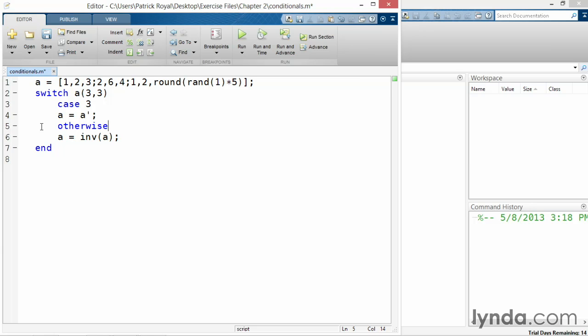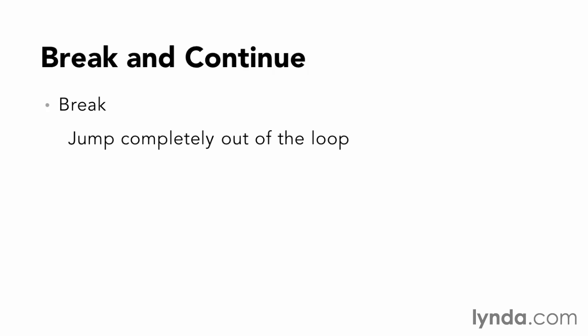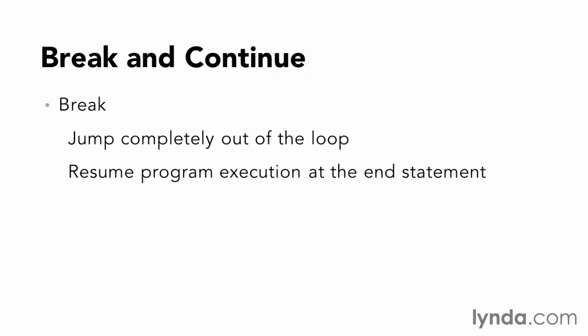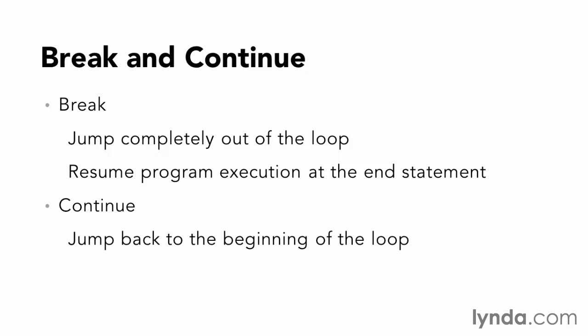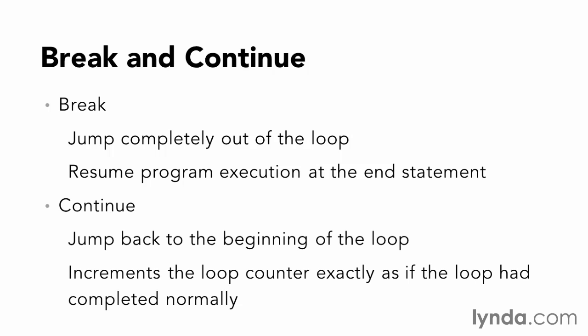The other two important keywords in MATLAB are break and continue. Both appear on their own within a for or while loop and simply tell the program where to go in relation to that loop. Break tells MATLAB to jump completely out of the loop and resume execution at the end statement. Continue tells MATLAB to jump to the beginning of the loop, check the condition again, and then if it still holds, execute the loop as normal.